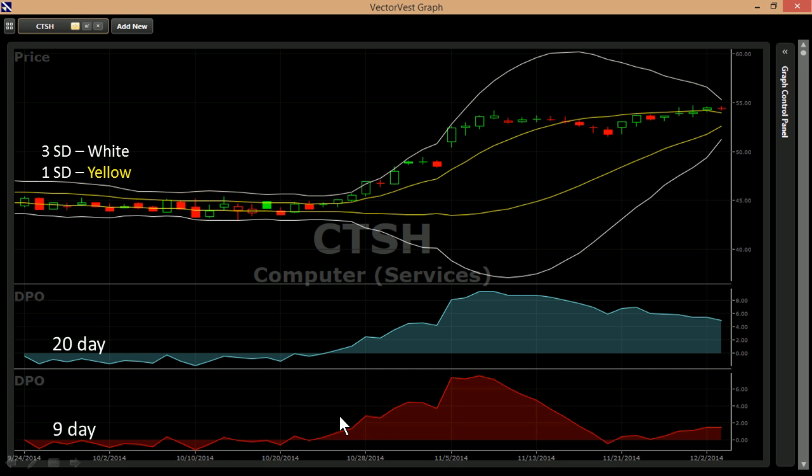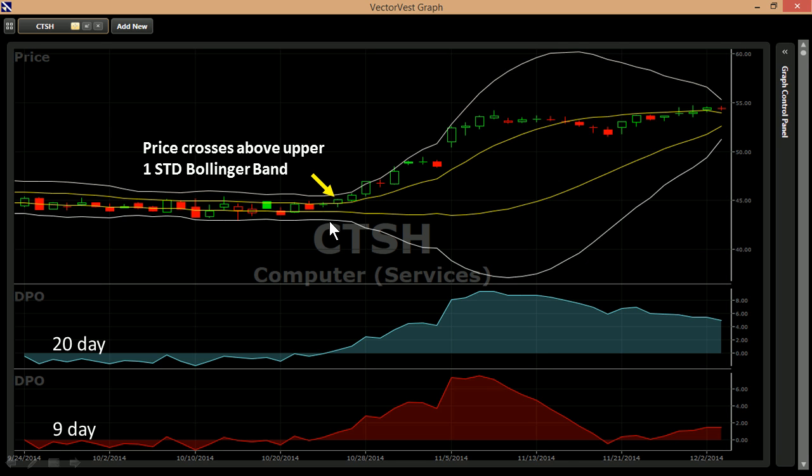I'm going to talk more about the 9-day DPO in a second, but for an entry or a buy signal for this trading system, what we want to see is the price cross above or break above the upper 1 standard deviation band. Along with that, we want to see the 20-day DPO turn bullish. That's a buy signal. That breakout, that cross above the 1 standard deviation band, along with the bullish crossover of the DPO, indicates that volatility may start to increase.